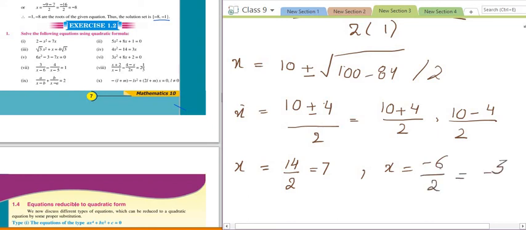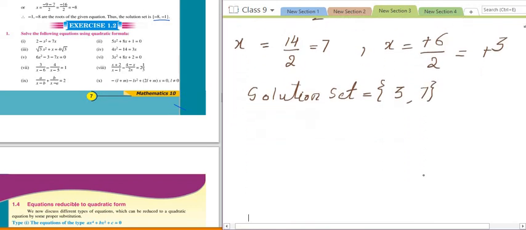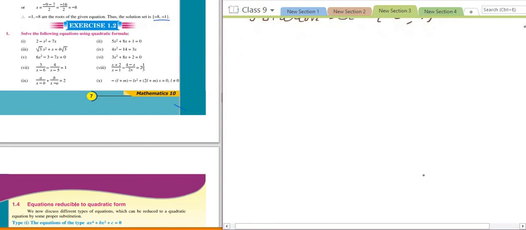So the solution set is 3 and 7. Clear? Okay, next.